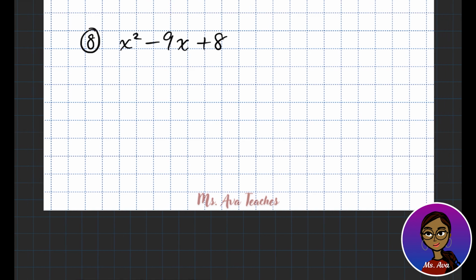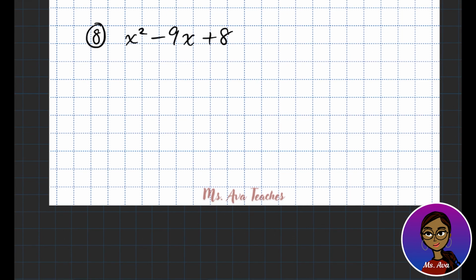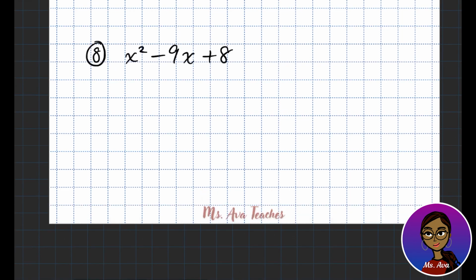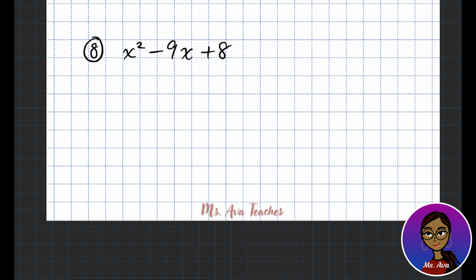This one is x squared minus 9x plus 8. So this one is actually the easiest problem. And the reason I left this for last is because I think this is the thing that a lot of students learn, and then they try using the same method for these type of problems, and that's why they get them wrong and think that they don't know how to factor anymore. So let's go ahead and go through it. I'll show you what I mean.